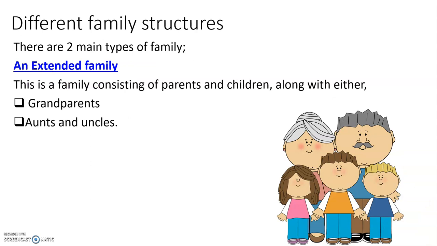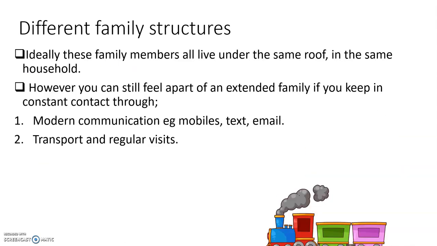The other family type that you need to know about would be an extended family. This consists of parents, children, and it could be grandparents, aunts and uncles as well. These family members all live under the same roof in the same household. But you could say you're still part of an extended family if you keep in close contact. It could be through modern communication. I know during lockdown, a lot of people kept in contact with their families through things like FaceTiming and the internet. But it also could be about transport, and if you live fairly close and can keep travelling to meet each other.